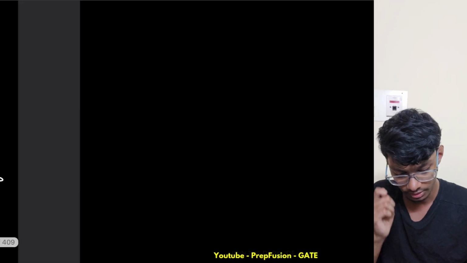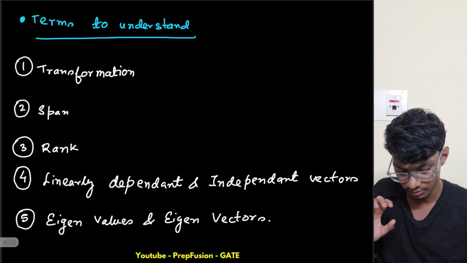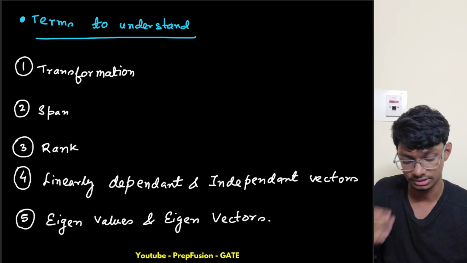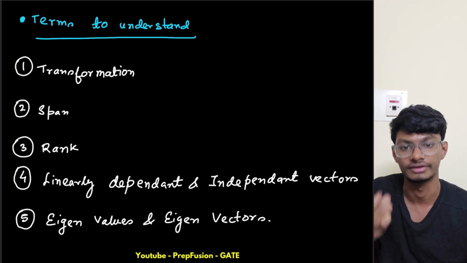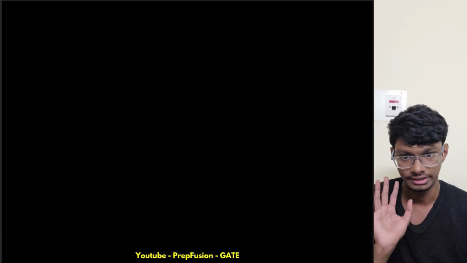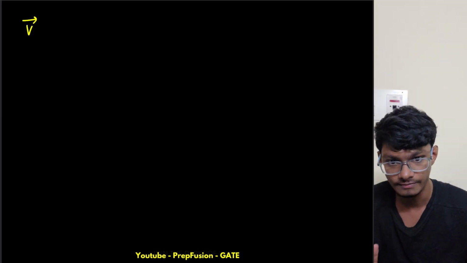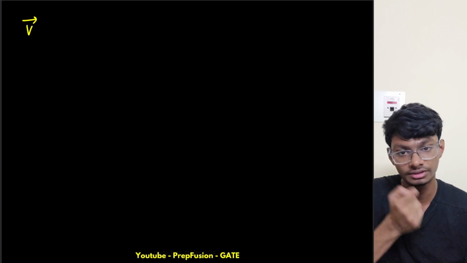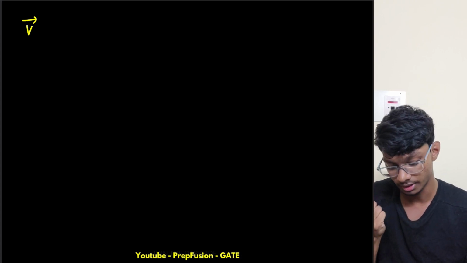So now let's understand what we mean by transformation. But first let's understand how we define a vector. You have studied it from class 11th, I think. So let me write a vector. Let's name that vector v. The arrow represents that it has some direction associated with it.